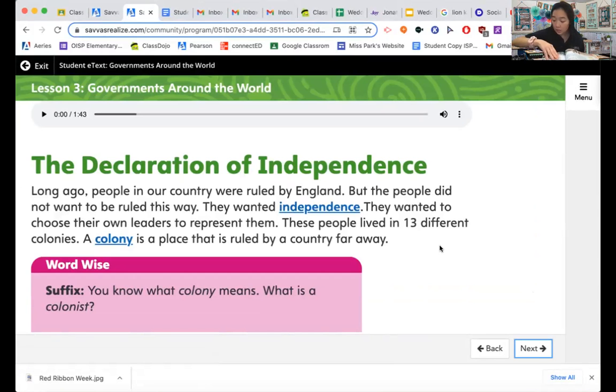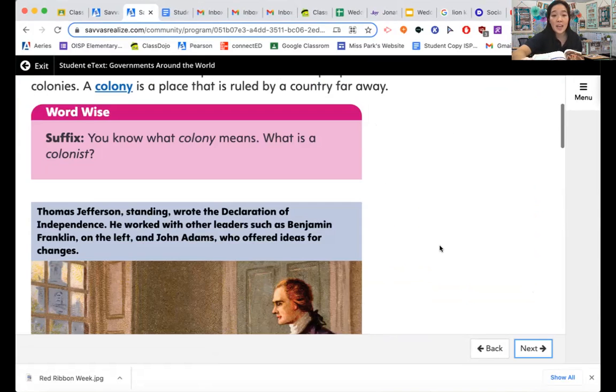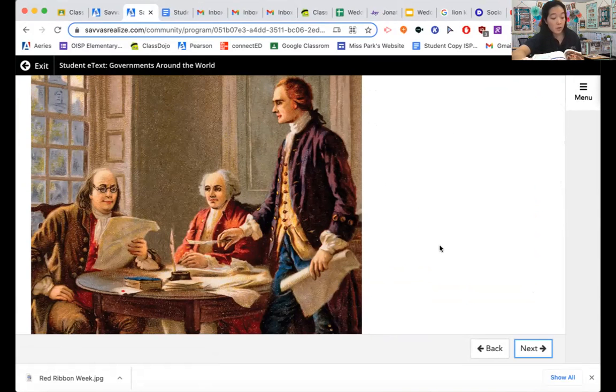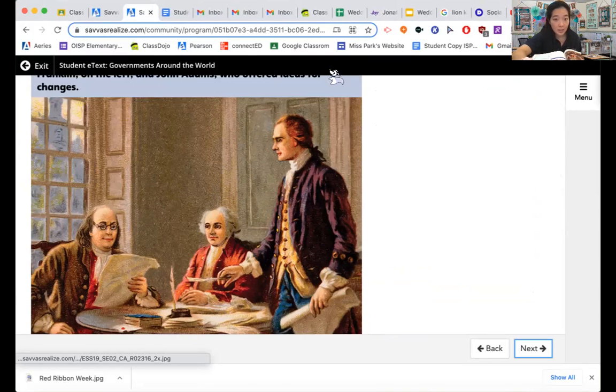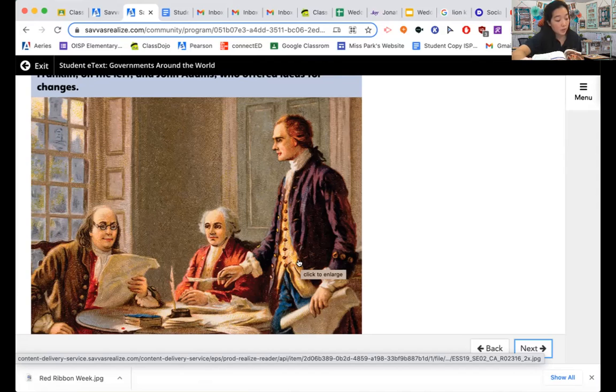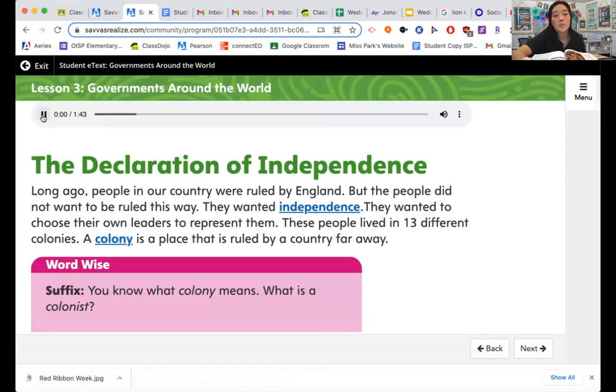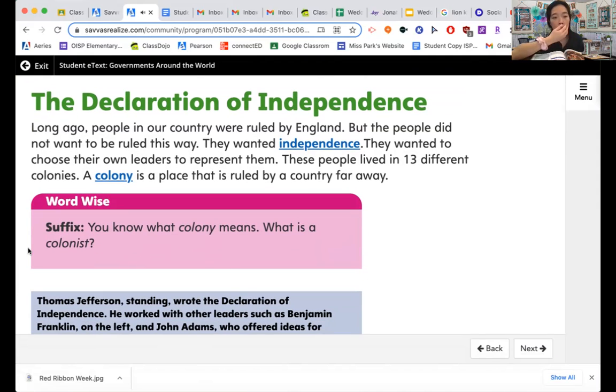All right, guys, let's move on to page 88. We are now on page 88. You're going to see this picture of Thomas Jefferson standing, which is this man standing right here. He wrote the Declaration of Independence. He worked with other leaders, such as Benjamin Franklin on the left and John Adams, who's on the right, who offered ideas for changes.